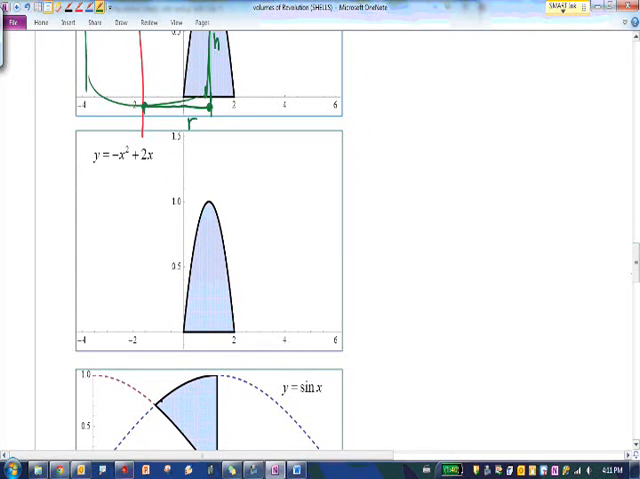If we go on to the next graph, let's say I put my axis instead at x equals 3.